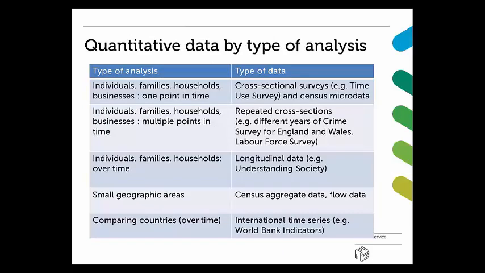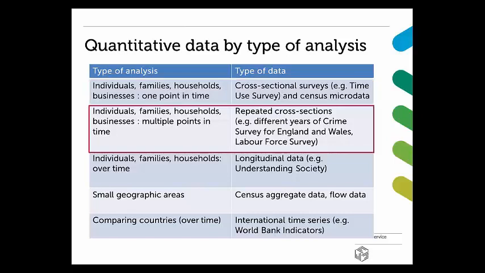So there are different types of quantitative data available, and these can all be used for different purposes. To examine individuals, families, households or businesses at one point in time, you can use cross-sectional survey data or census microdata. If you want to look at trends over time, there are repeated cross-sectional surveys such as the Crime Survey for England and Wales, or the Labour Force Survey, or things like the British Social Attitudes Survey.